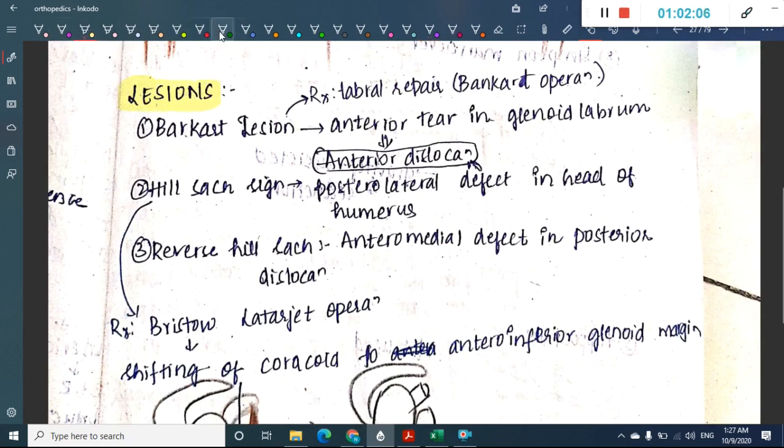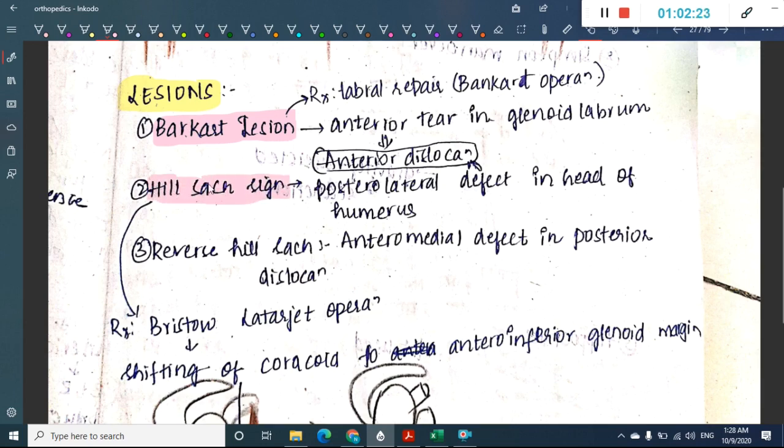So if you see what are the lesions which you see in anterior dislocation of shoulder, we have Bankart lesion. What is this Bankart lesion? Bankart lesion is an anterior tear in the glenoid labrum that is seen in anterior dislocation. Okay, then we have Hill-Sachs sign.